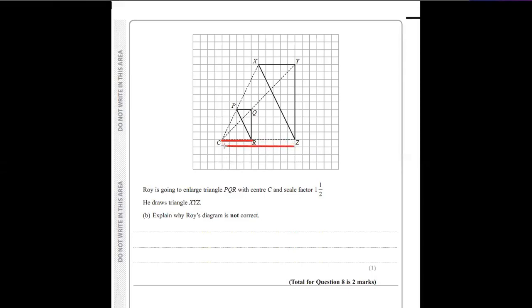What do you think? How far should he have gone altogether? Should he have gone 10 squares altogether? Guys, what is 10 divided by 4? 2.5. Basically, that shape is enlarged by the scale factor 2.5 instead of 1.5. So that is a mistake.